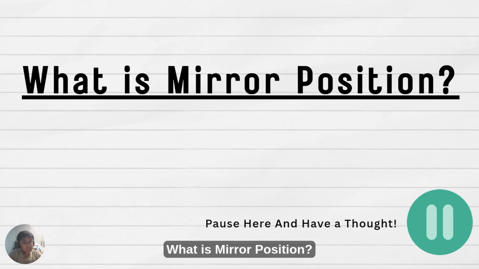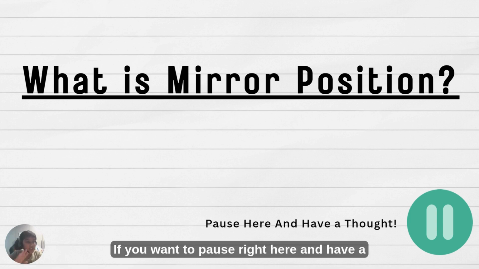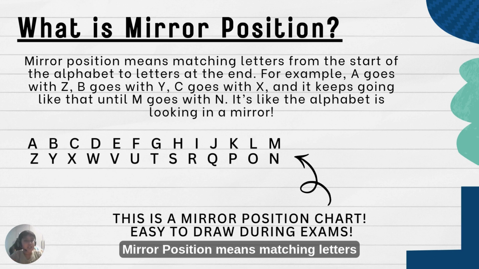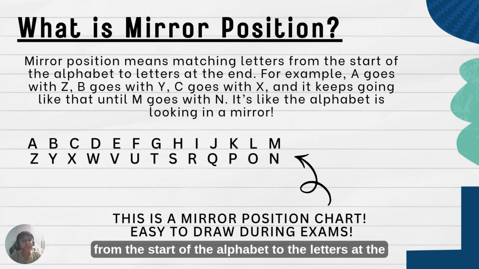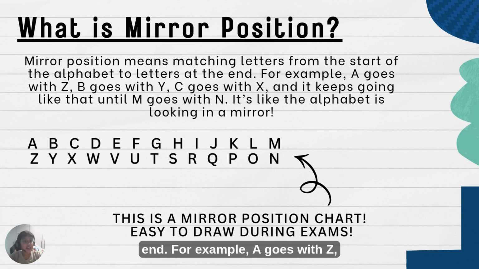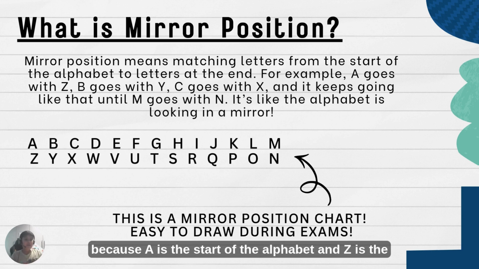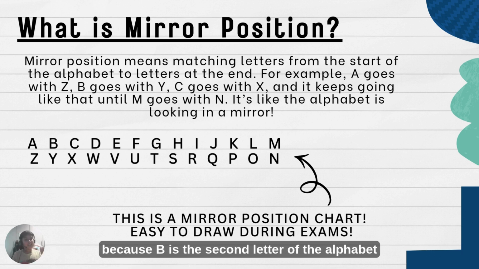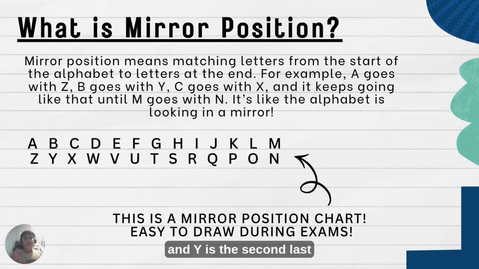What is mirror position? If you want to pause right here and have a little thought, you can do so. Mirror position means the opposite letter of the one you're thinking of. In other words, mirror position means matching letters from the start of the alphabet to the letters at the end. For example, A goes with Z because A is the start of the alphabet and Z is the end of the alphabet. B goes with Y because B is the second letter of the alphabet and Y is the second last letter of the alphabet.